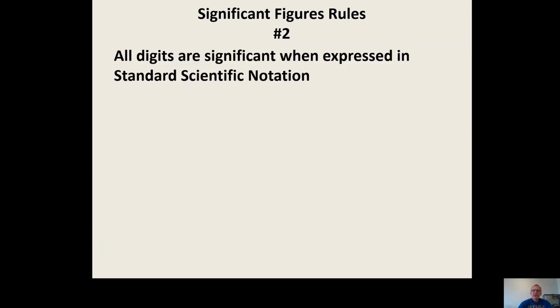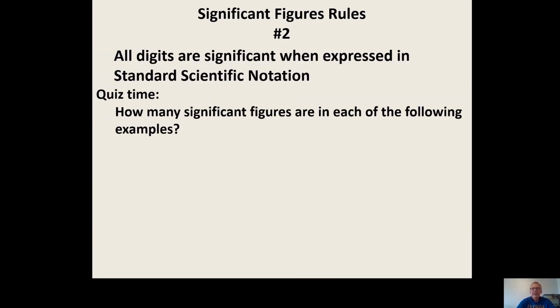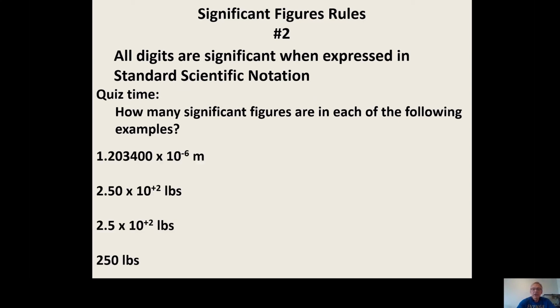All digits are significant when expressed in standard scientific notation. That's how you get away from the first one being 6, but I say it's ambiguous, and the second one being 9 because the decimal point fixes trailing zeros. Is that a decimal point? Is that a period? If you're just not sure, if you need to definitely make sure that you have the correct number of significant figures, you put it into scientific notation, right? In scientific notation, trailing zeros are significant.